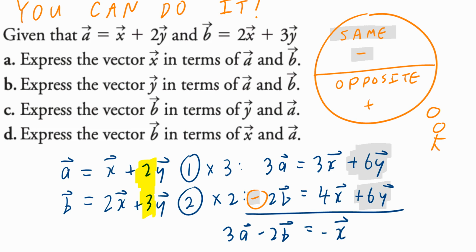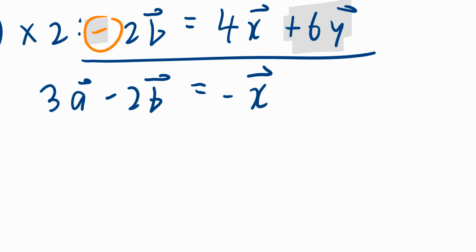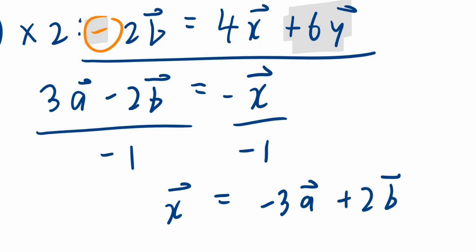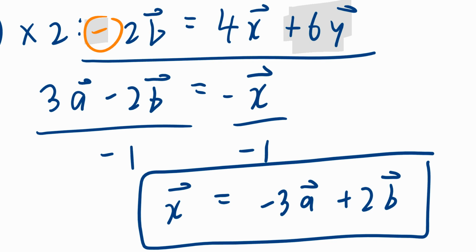Now we can isolate for x. Again, we'll zoom in for you. Give you this optical illusion. It's a little bit simpler when I'm really just zooming in. The opposite of multiplying by -1 is divide by -1. So vector x equals negative 3 times vector A plus 2 times vector B.